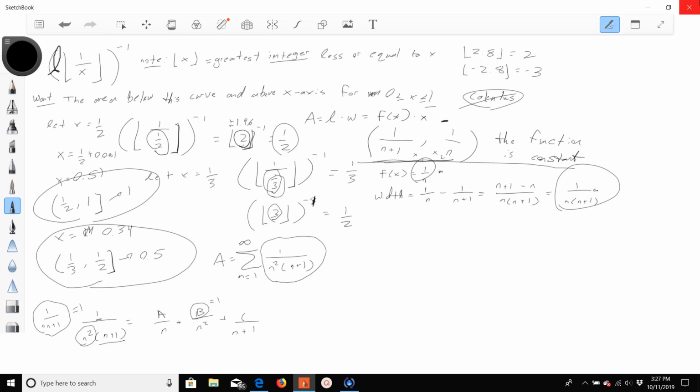Now I'm going to do the same for the C here. I'm going to find C using the cover-up method. Now I'm going to cover up this n plus 1, so I just have 1 over n squared. That n plus 1 is gone. Now I'm going to say to myself, what value of n makes n plus 1 equal to 0? Well, that would be n equal to negative 1. So I'm going to plug negative 1 into here to get a value of 1, because negative 1 squared is 1 and 1 over 1 is 1. So that means C is equal to 1.